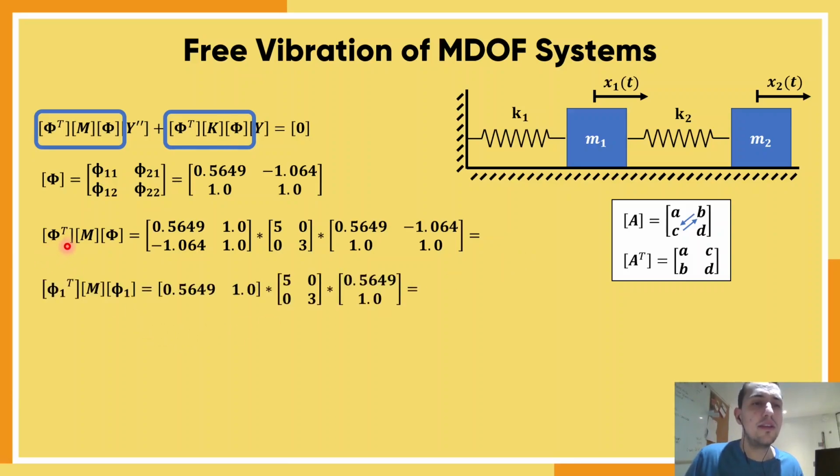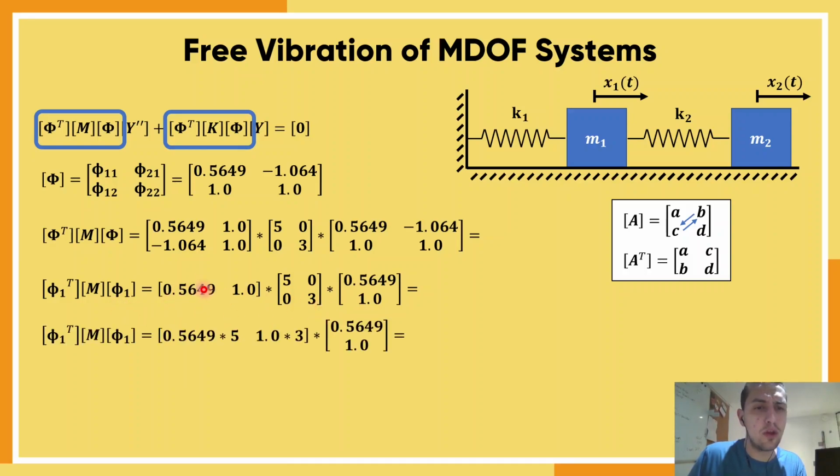So instead of doing the entire matrix transpose times m times the entire modal matrix, I just want to focus on phi 1. So let's do phi 1 transpose times m times phi 1. If you remember, phi 1 is just 0.5649, 1, so this is the transpose of this. And if we try to follow the calculations in this case, we get 0.5649 times 5, and then plus 0. Second component is 1 times 3. And then when we do this multiplication, we're going to do 0.5649 times 5 times 0.5649.